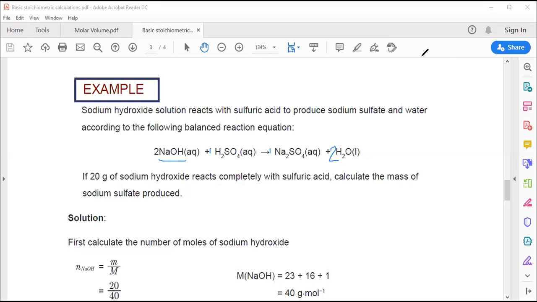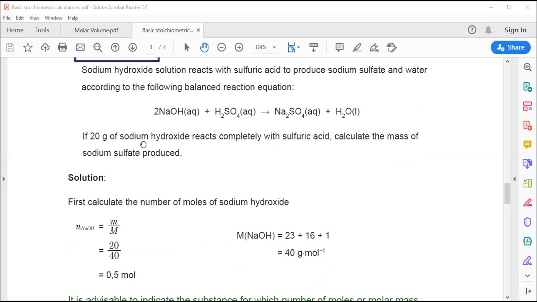Right, okay. We'll move on to the next one. It says here, if 20 grams of sodium hydroxide react completely with sulfuric acid, calculate the mass of sodium sulfate produced. Where are we starting?